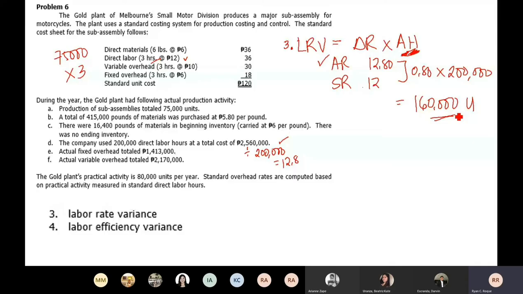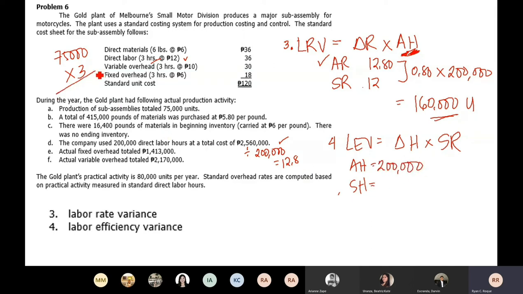Number 4. We will compute for the labor efficiency variance. Difference in your hours, multiply by the standard rate. So the actual hours is... Dito ko pa lang hahanapin yung standard hours. Ang actual hours natin ay 200,000. Meron na tayo niyan. Standard hours natin, eto po.